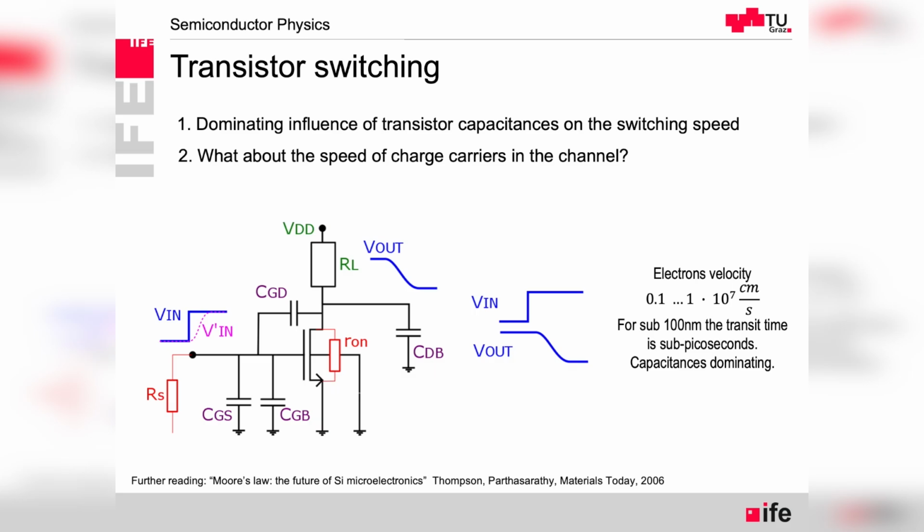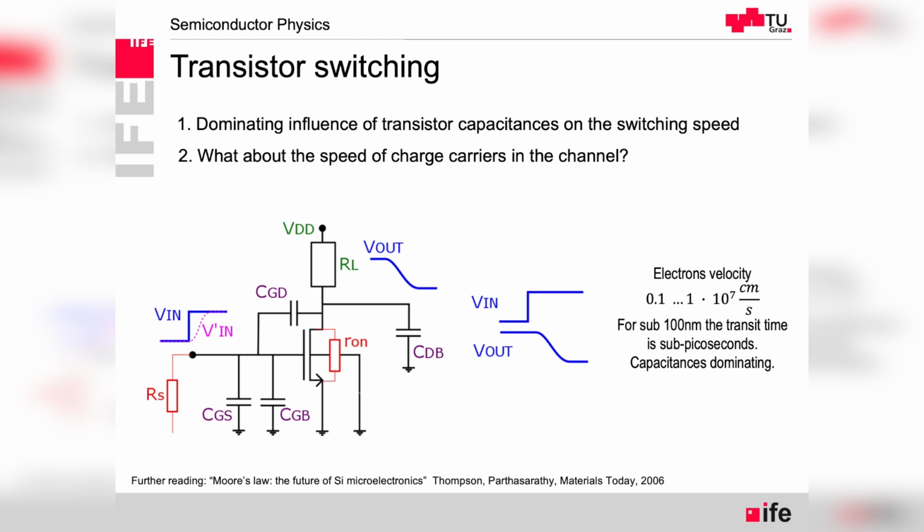You might be interested, what about the speed of the charge carriers? I'm not giving here a typical comparison of the typical capacitances, because for different circuits this is going to vary quite a lot. But what I have been looking up in the scientific literature is the maximum velocity that the electrons can achieve, and it goes between 0.1 and 1 times 10 to the power of 7 centimeters per second.